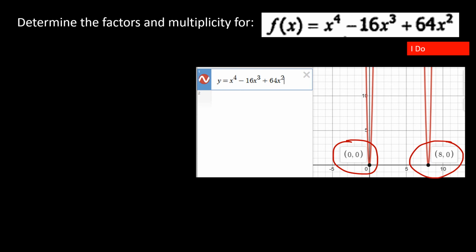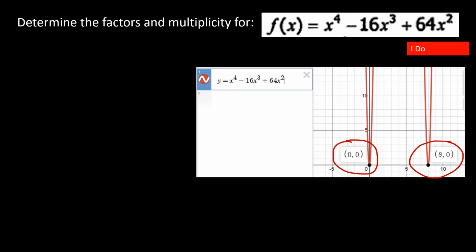Now if you look here, they're both bouncing, which means that I have an even multiplicity. Which means that it's either going to be a multiplicity of 2, 4, 6, or 8. Looking at this equation, it can't be any higher than 4, and I can already see that x squared is going to be factored out.